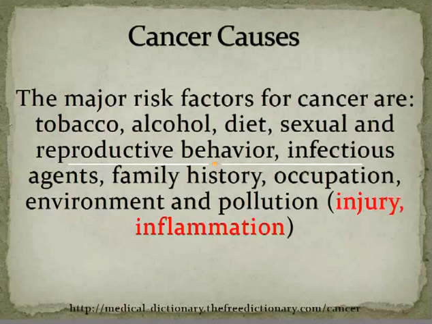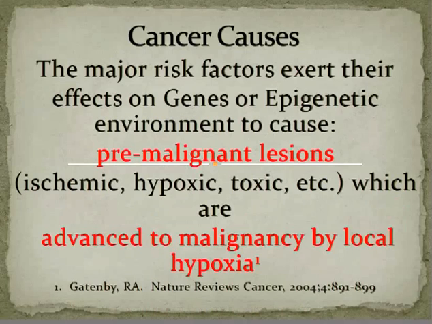Well, now let's talk about the major risk factors. Look at all of these: tobacco, alcohol, diet, sexual reproductive behavior, infectious agents, family history, occupation, environment, pollution. What are many of these things? Injury and inflammation, and what are they affecting? We know they aren't going to necessarily change the genes, but maybe they're affecting this epigenetic apparatus.